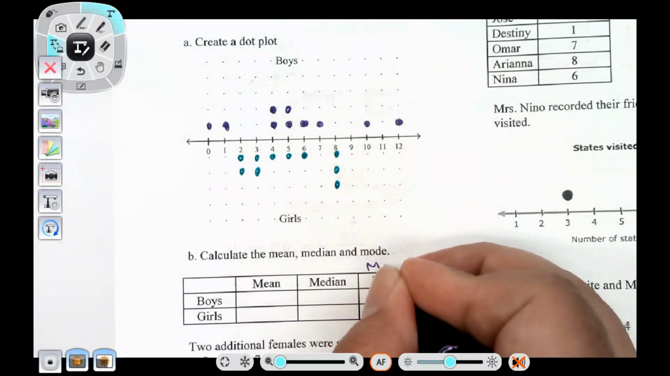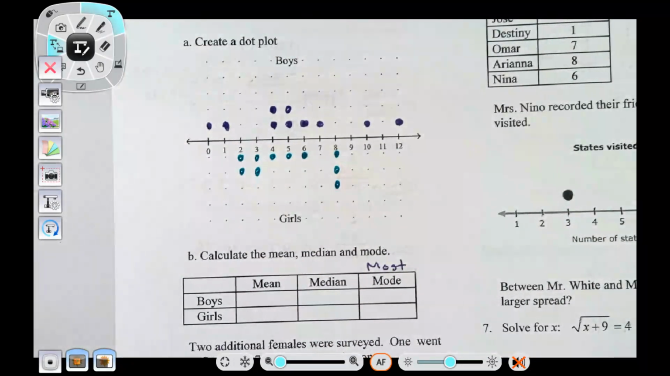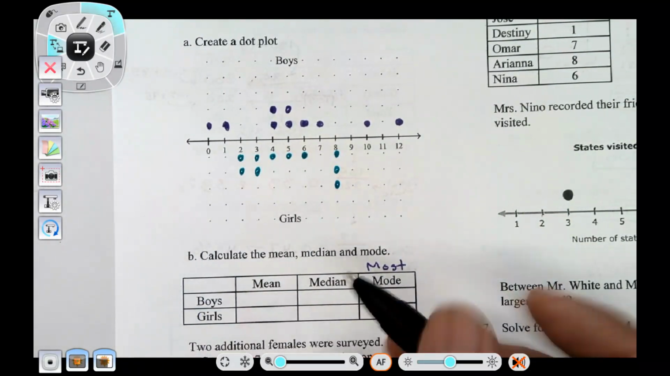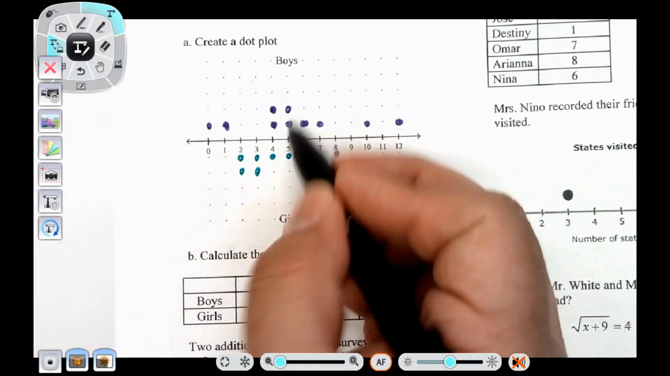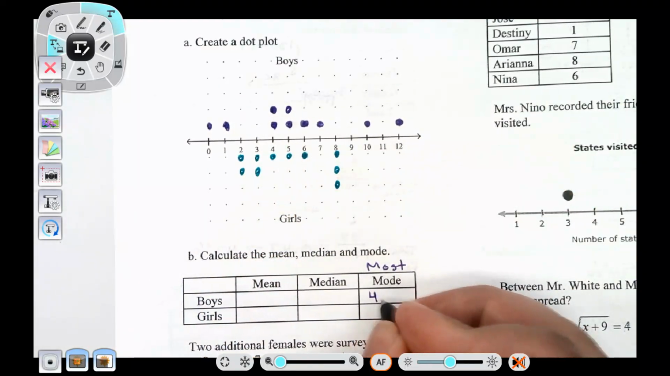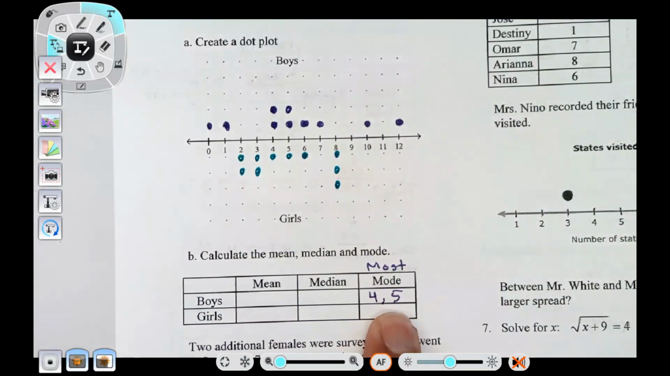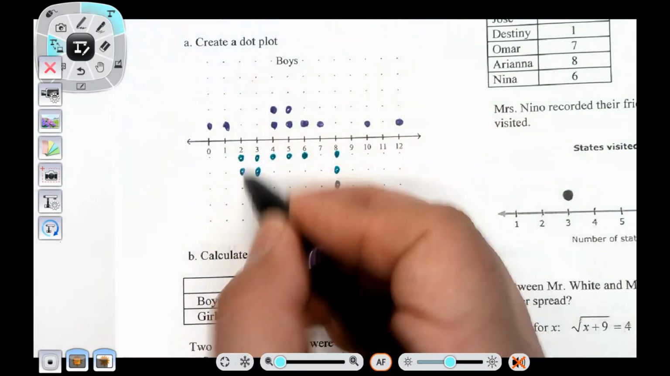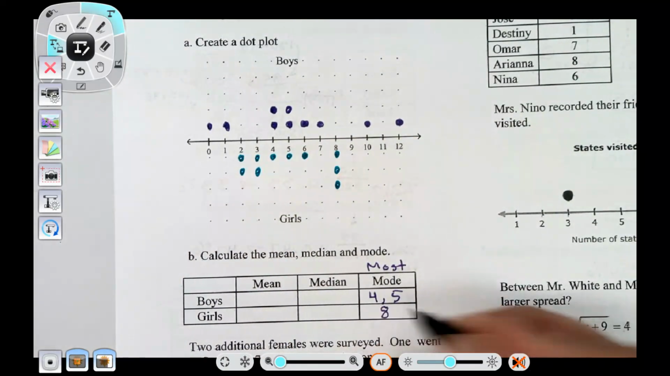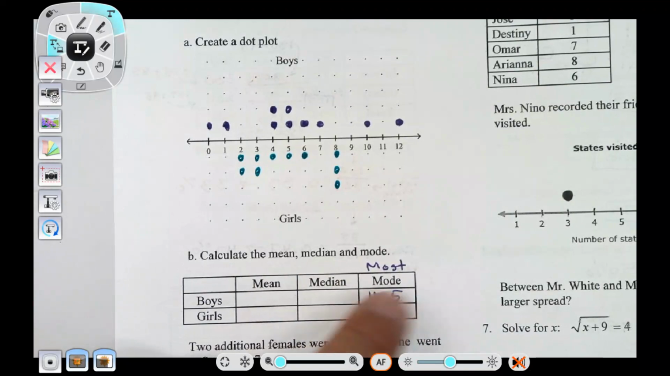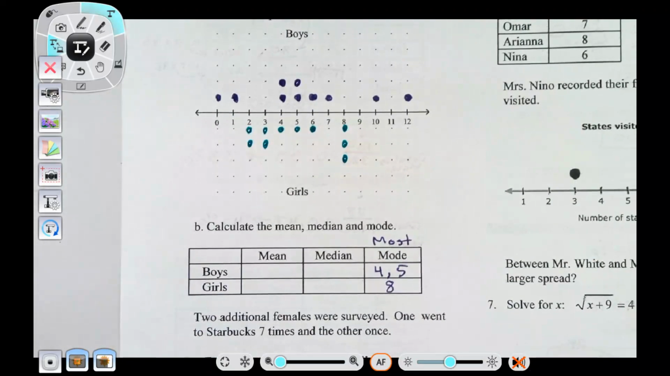I'm gonna go with the easy one, the most. So if I'm gonna do the most that somebody did for the boys, see, here's the boys. Well, this one had 2 dots. This one had 2 dots. Remember, it's okay to have 2 modes. So 4 and the 5 is what we put down on the paper. We have more than one answer. For the girls, now that one, yeah, there's 2 here, but this one has 3. This is the most. So 8 is the mode. Yes, you can have more than one mode. Keep that in mind. All right.